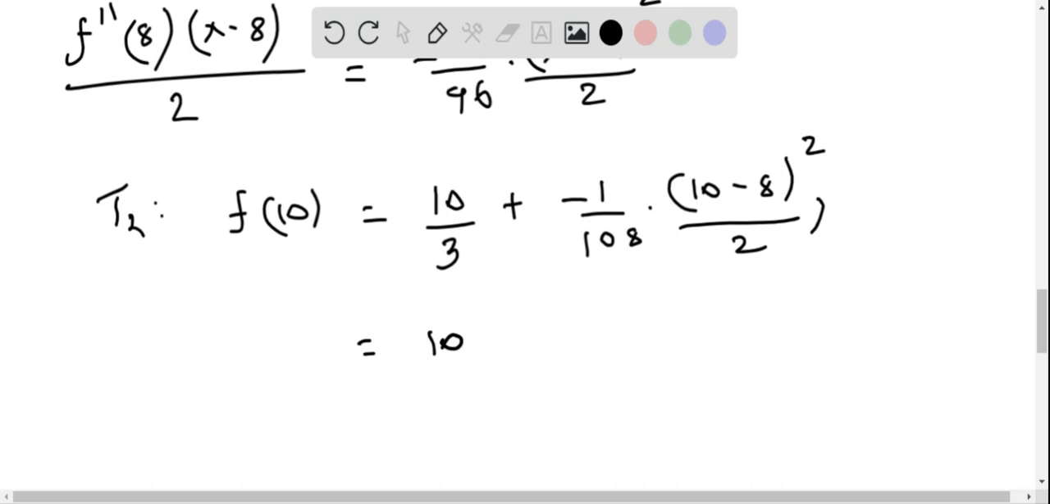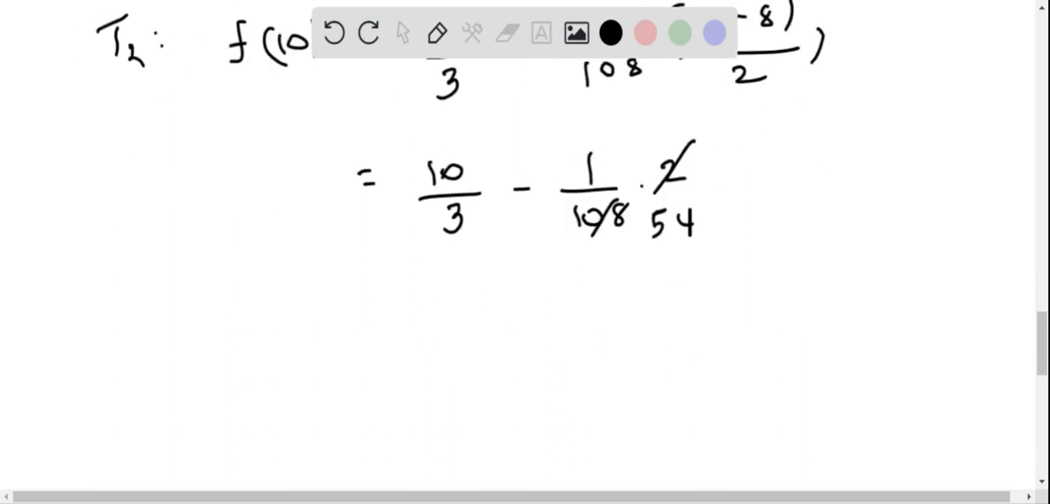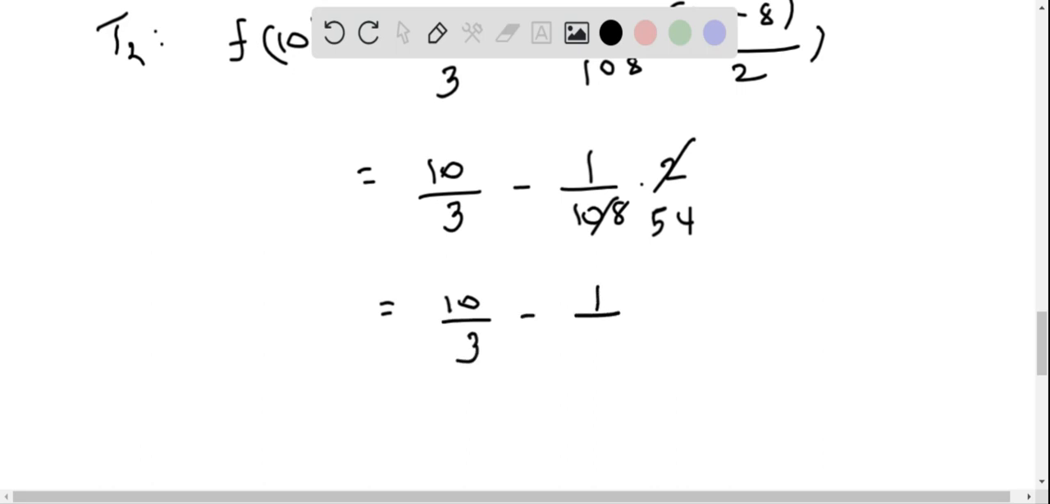So now this comes out to be 10 third minus 1 by 108 divided by 2, so this will be 54. So we get 10 third minus 1 by 54, and this is equivalent to 179 by 54. So this is the value of T2 of 10 about x equal to 8. That is the second degree Taylor approximation.